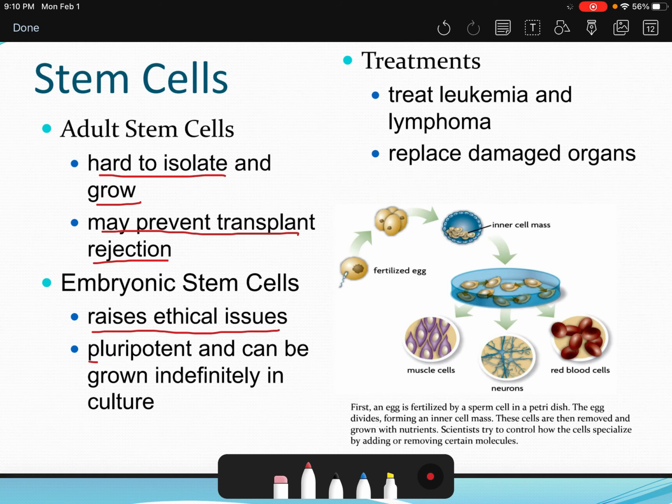But the nice thing about them is that they are pluripotent and they can be grown indefinitely in culture. Pluripotent again means that they can be used to differentiate into almost every type of cell in the body. So they have a lot of promise for uses in science and medicine and so on. So some of the things that they look for as far as treatments is maybe treating things like leukemia and lymphoma, perhaps to replace damaged organs.